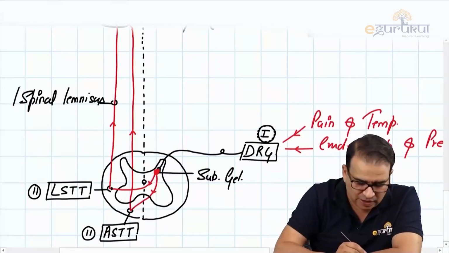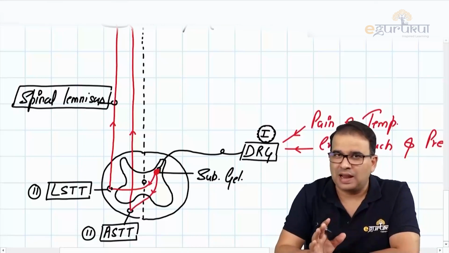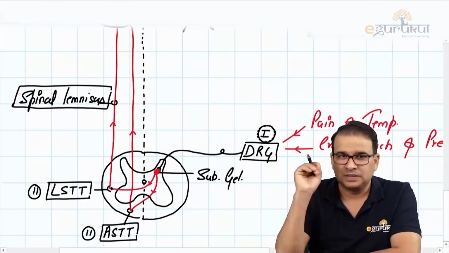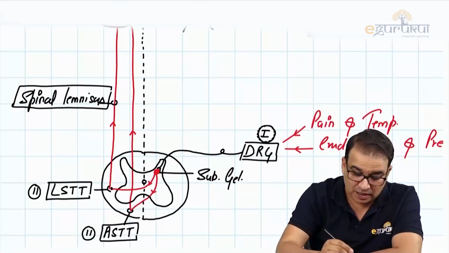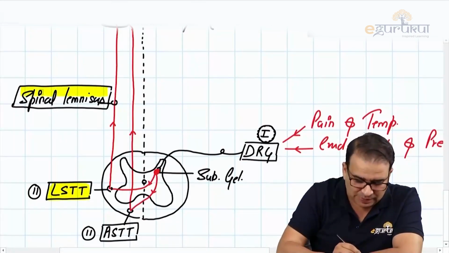Spinal lemniscus. A very common mistake people make. They think the name is lateral spinothalamic tract, so it should be lateral lemniscus. No. Lateral lemniscus is the auditory pathway. So the lateral spinothalamic tract, which is carrying pain and temperature, you already know that, is forming the lemniscus in the brainstem called the spinal lemniscus.